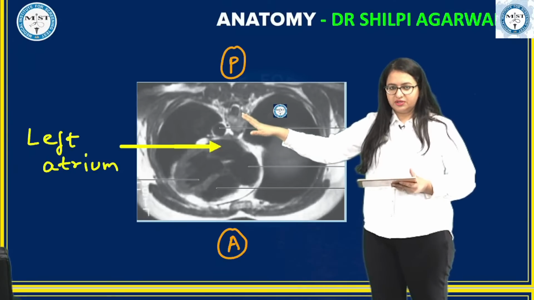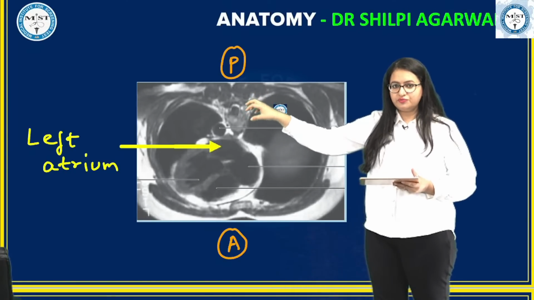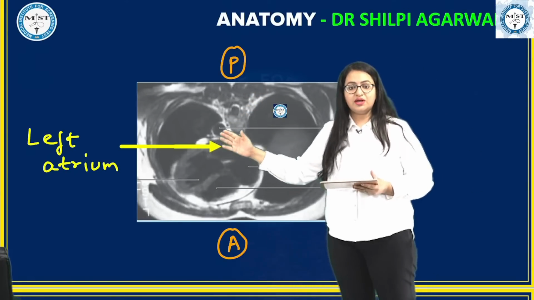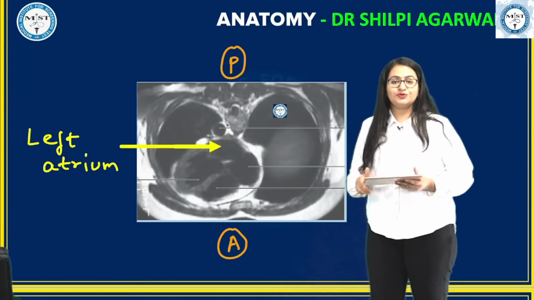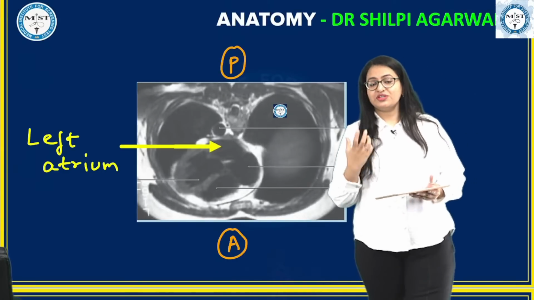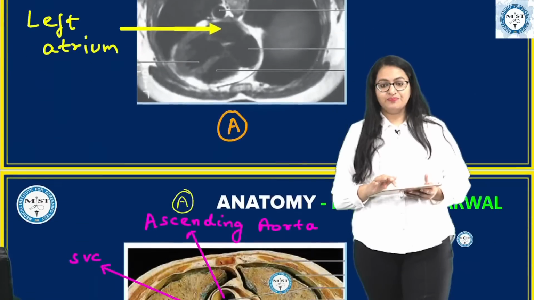If the same section or image is given radiographically like this, the same thing applies. First you see the vertebra. Okay, this is the posterior side, the vertebra. Now, whatever chamber of the heart is nearest to the vertebra, that is the left atrium. Okay, that is the left atrium.